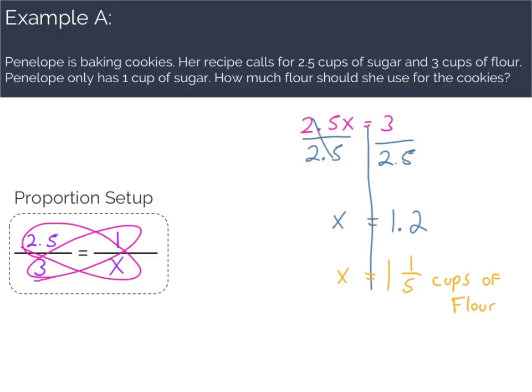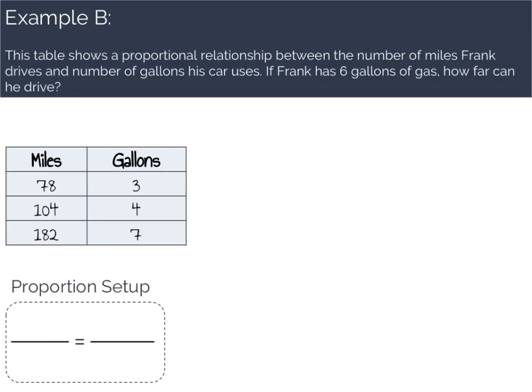Now let's take a look at example B. Here we are in example B, and it says this table shows a proportional relationship between the number of miles Frank drives and the number of gallons his car uses. If Frank has 6 gallons of gas, how far can he drive? Taking a look at our chart, we've got gallons laid out as 3 gallons, 4 gallons, and 7 gallons, which is not very useful for us because we have 6 gallons of gas to work with.